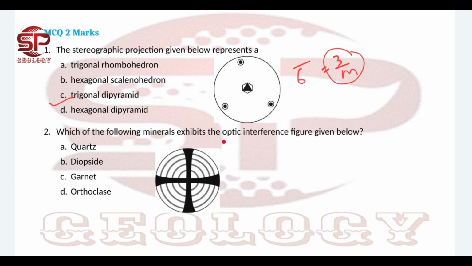So which of the following exhibits the optic interference figure given below? So this is the optic interference figure of a uniaxial mineral. Among these, whichever is uniaxial will show this type of figure.